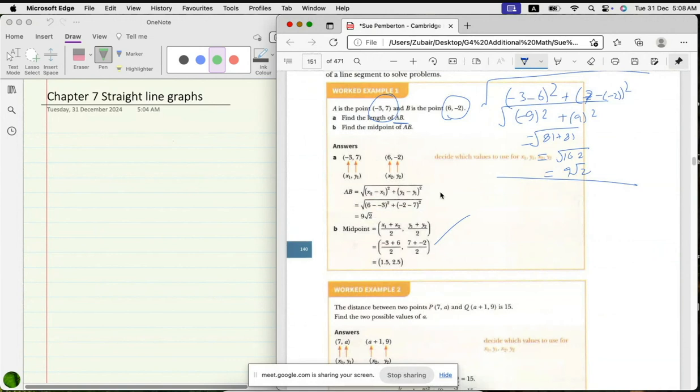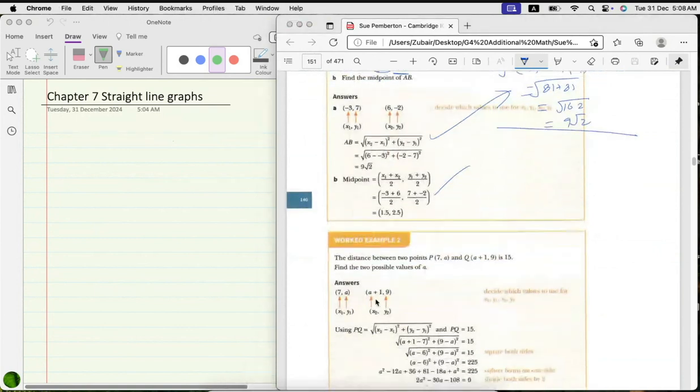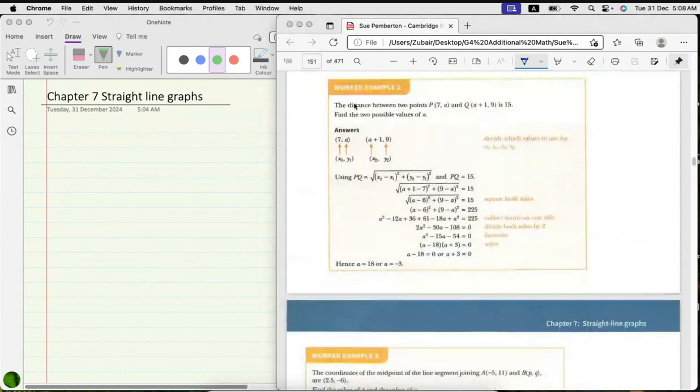For distance, I just swap the points and show that the answer stays the same. The distance between 2 points P and Q is 15, and here A is unknown and distance is given. So we just plug in the formula: 7 comma A plus 1 comma 9.